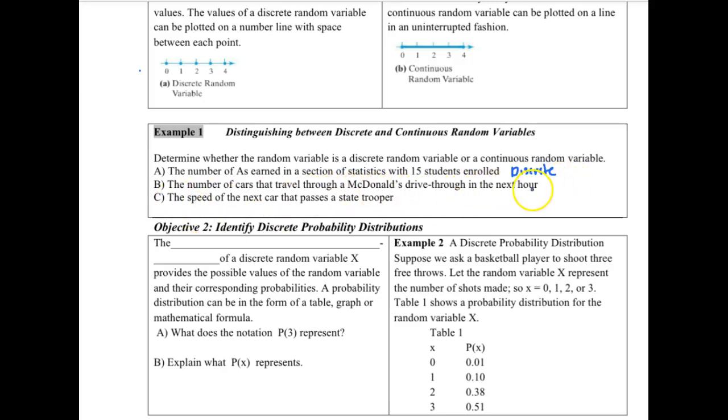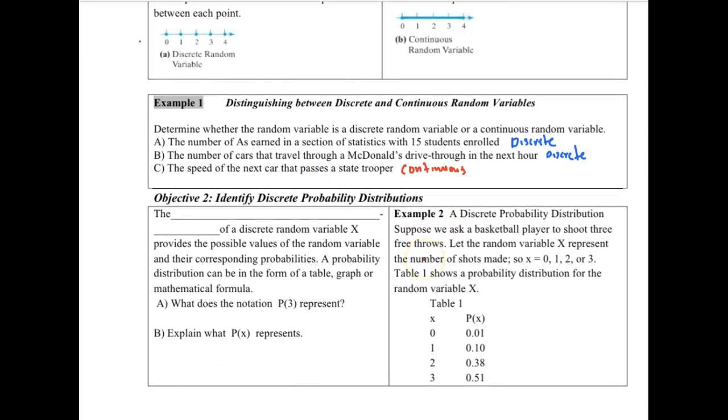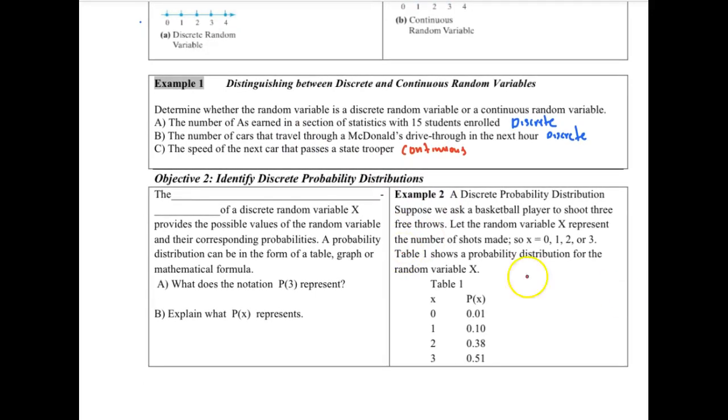The number of cars that travel through McDonald's in the next hour, that would also be discrete. The speed of the next car that passes a state trooper, if they are using some very advanced technology, then I would say this is a continuous random variable. Next piece, identify another new term called probability distribution. So that's a new term here. Let's go ahead and take a look at that, and fill it in on your notes there.